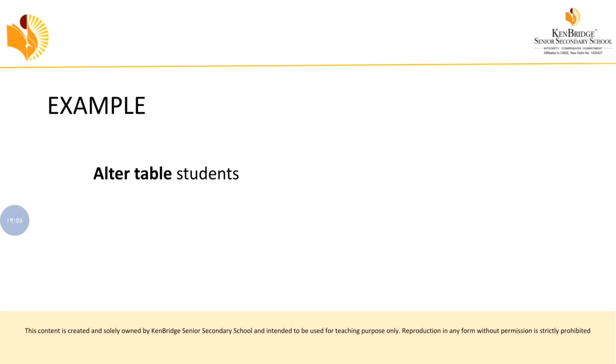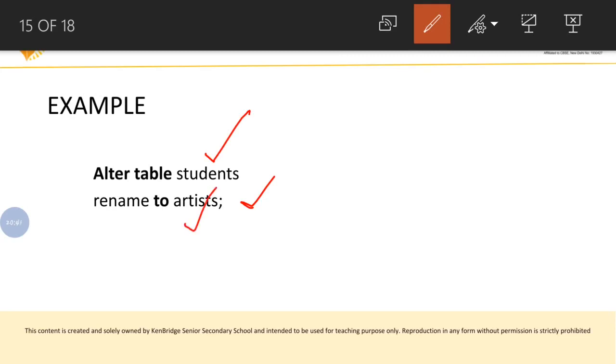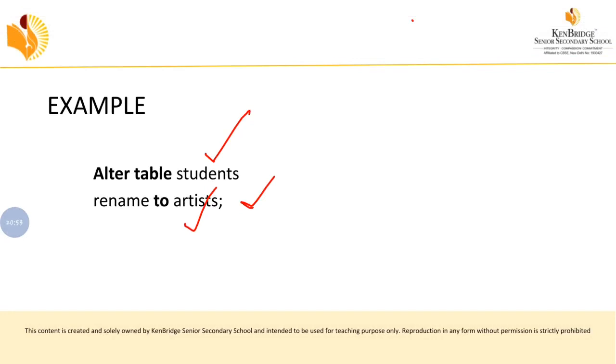So the first one, alter table students. We are going to change the student table name. The table name is student, right? That student name we are going to change to artist. So by this command, the student table will be renamed to artist. Like this you can perform the rename operation, or else there is another way that we have seen in the syntax.